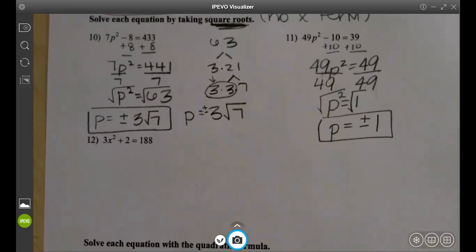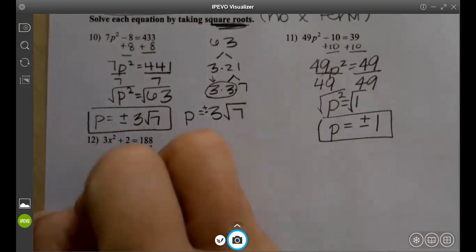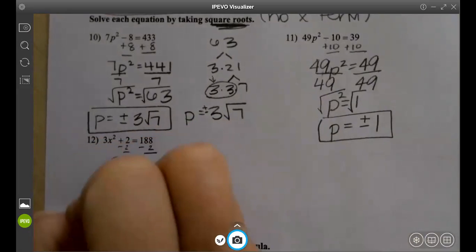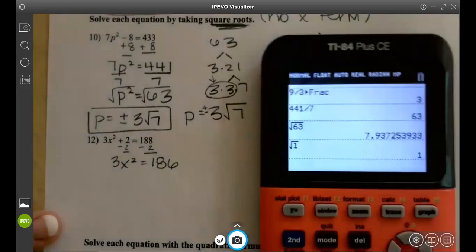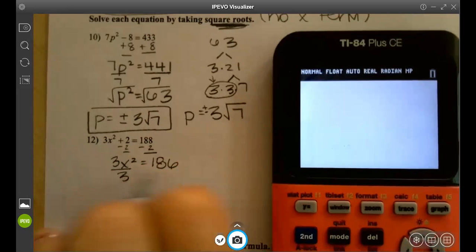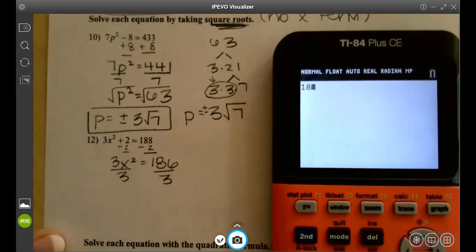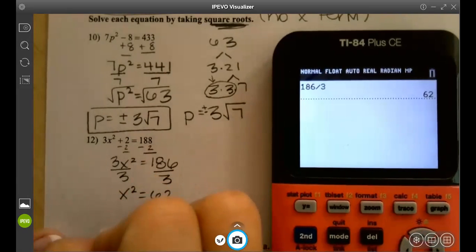How do I solve number 12? Subtract the 2. We get 3x squared equals 186. What do I do next? Same exact steps, nothing different. Before that, divide by 3. I get x squared equals 62.